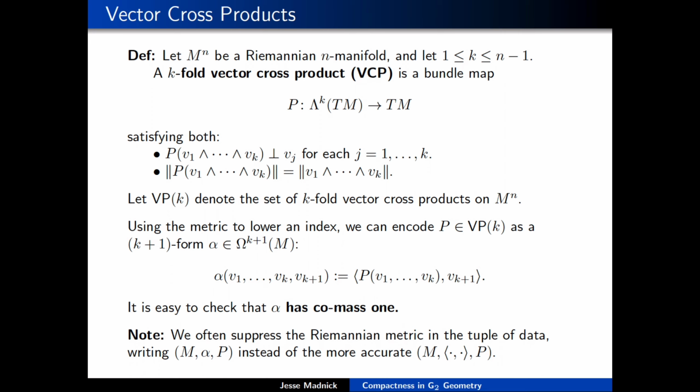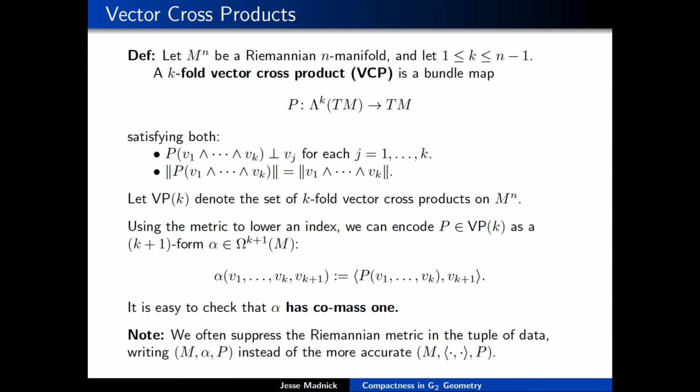Now, in view of the metric that we have on the Riemannian manifold, we can lower an index, and as we've been doing, we can recast the k-fold vector cross product P as a k plus 1 form. Let's call it alpha, and you can see the formula for alpha right there. It's the ordinary one. And you can check that alpha really is a k plus 1 form. It is genuinely alternating in all k plus 1 of its inputs. Moreover, one can check that alpha has comass 1. This follows from the definition of a vector cross product.